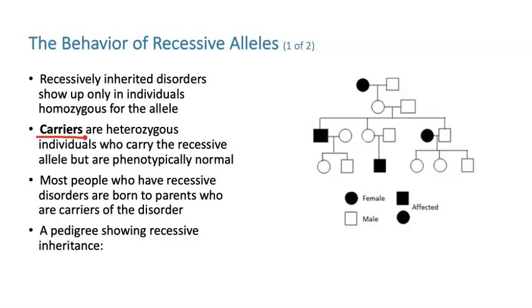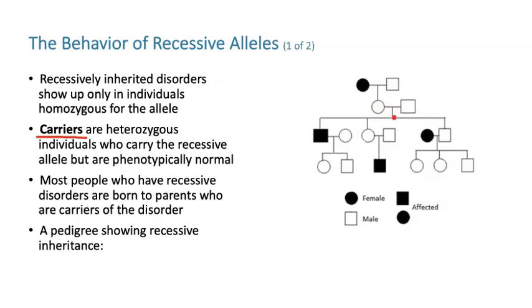Here's a pedigree that shows recessive inheritance. And one of the tricks here is that you can see that one of these parents has the disorder and one doesn't. And they only have one kid, right? That's a marriage line, right? So they only have one kid and that kid doesn't have it.